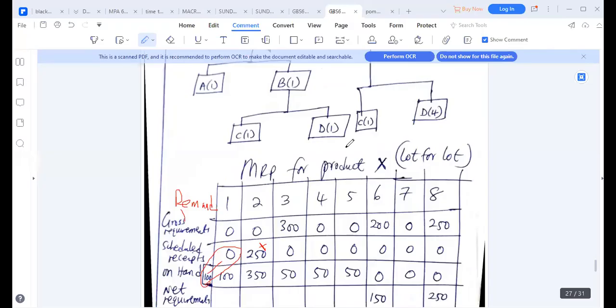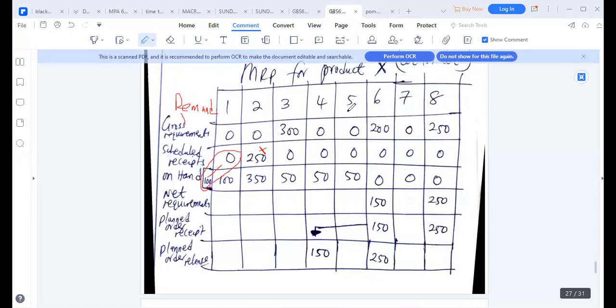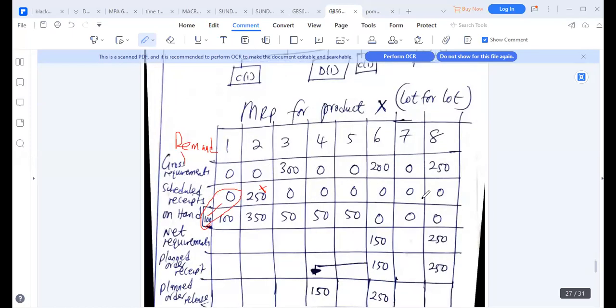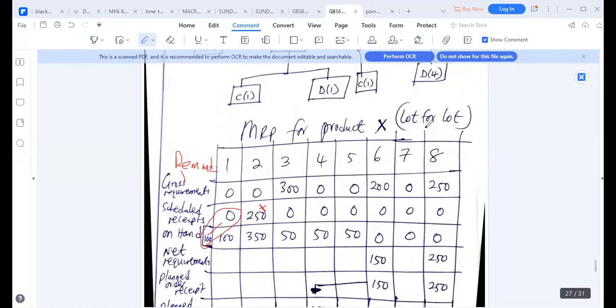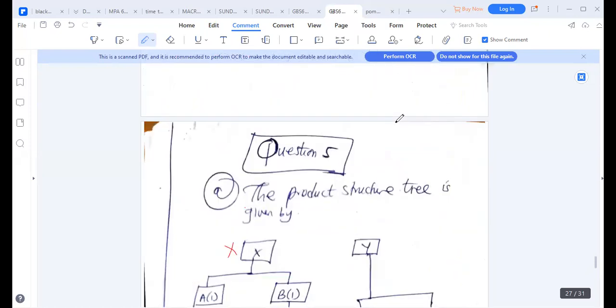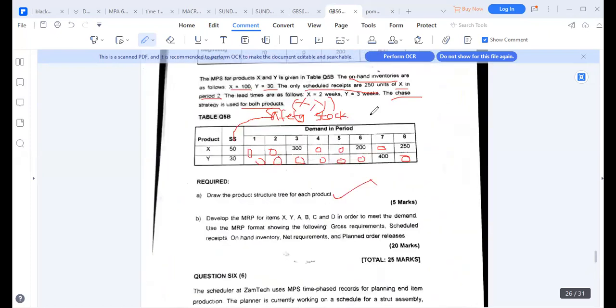So here the MRP for product X, this is how we got this. The lead time for product X was given. The lead time for X was 2 weeks. Then lead time for Y was 3 weeks. So this is just about what we need to look at.